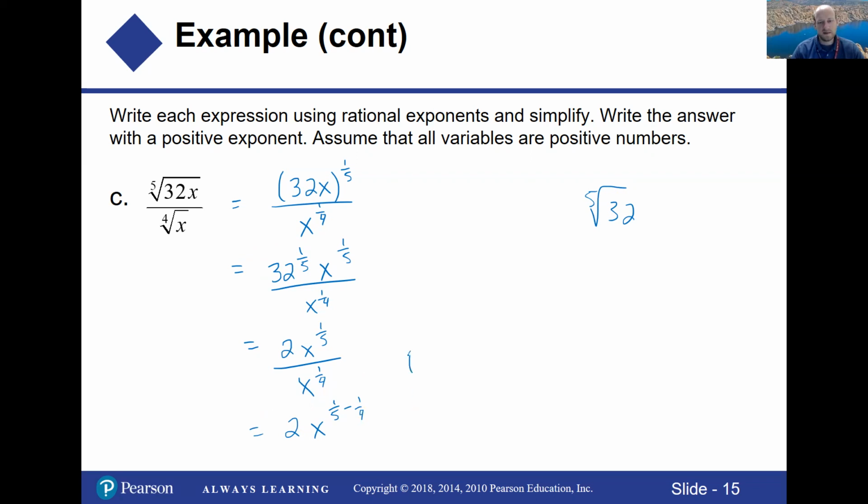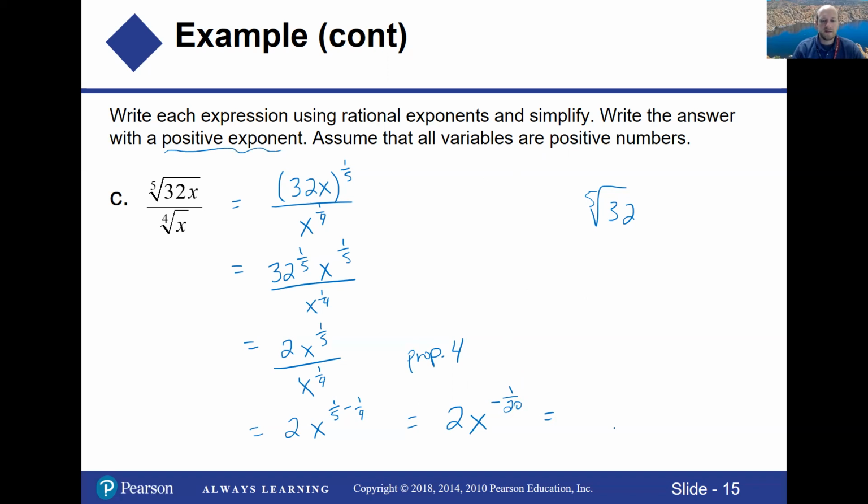Okay, again, I'm using property 4 to get to the next step here and subtracting these. So you actually are going to end up with a negative here. 1/5 minus 1/4 is actually negative 1/20. And then I cannot have negative exponents, so I'm actually not done.